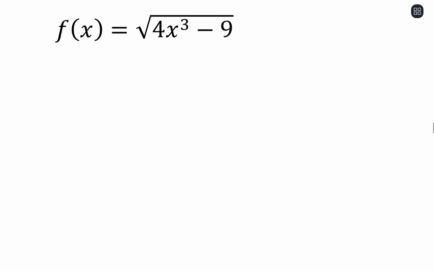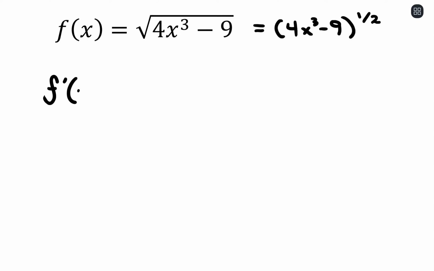So when we have a square root, we want to switch that to a rational exponent. So it's just kind of easier to work with. So we're keeping this inside of 4x cubed minus 9. But instead of a square root, we're going to describe that as a power of 1/2. So taking the derivative, on the outside of everything, we're raising to this 1/2 power.